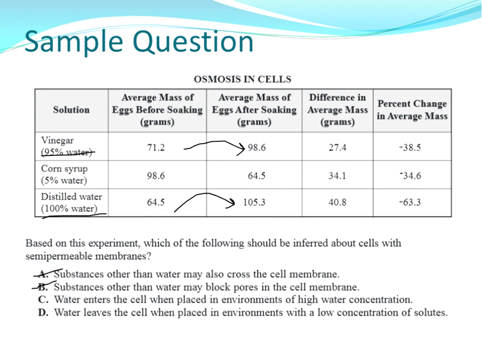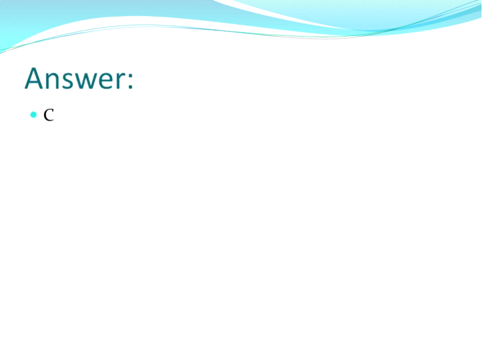So the answer is going to be C. Water enters the cell if they're in a high water concentration outside of the cell. That's just osmosis making everything equal. So that answer should be the letter C. So good job for those 5 of you that chose the letter C.